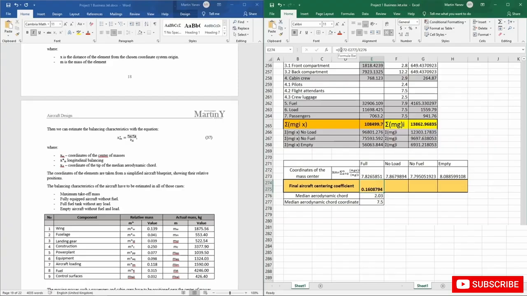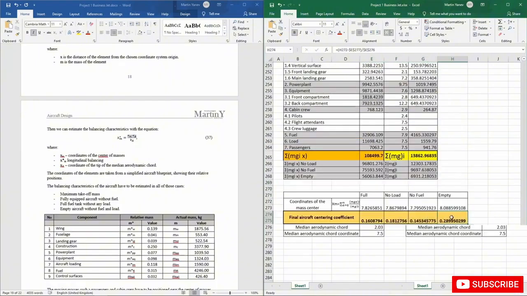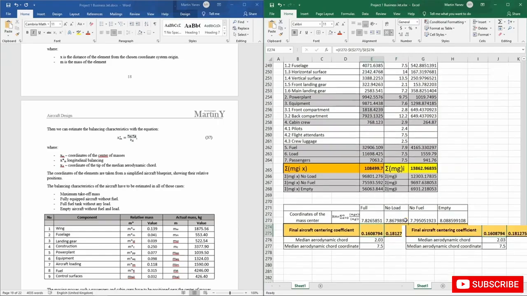So what I will do is write a dollar sign to these numbers here, and I will simply drag this here, and immediately I will get the value for the other coefficients as well. And as you can see, the empty aircraft mass is in the range, but the rest of the masses are not quite in the range. So we will need to modify this.